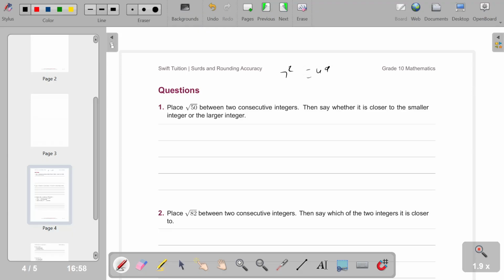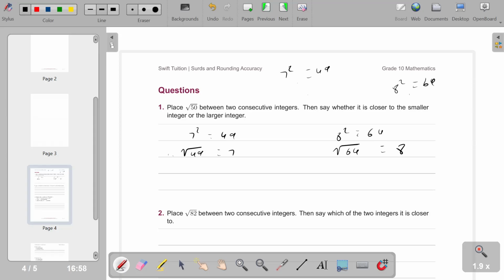Now let me try 8 squared. Well, 8 squared is equal to 64. So somewhere along the way, I passed the square root of 50. So I know the square root of 50 must lie between these two numbers, because I know that obviously 7 squared is equal to 49 and 8 squared is equal to 64. Therefore, the square root of 49 must be 7, and the square root of 64 must be 8. Remember, square root reverses whatever the square did.